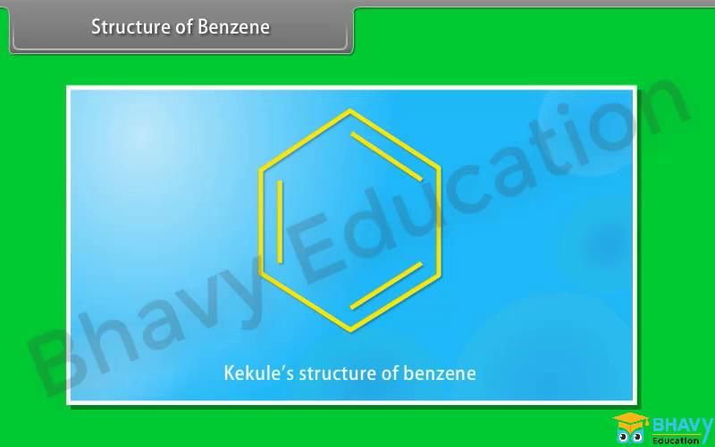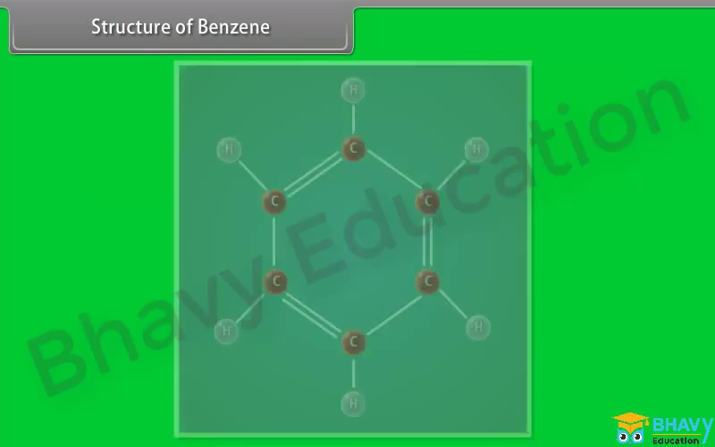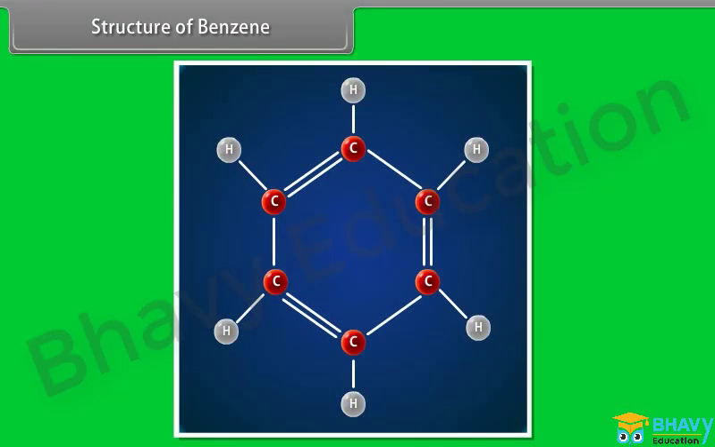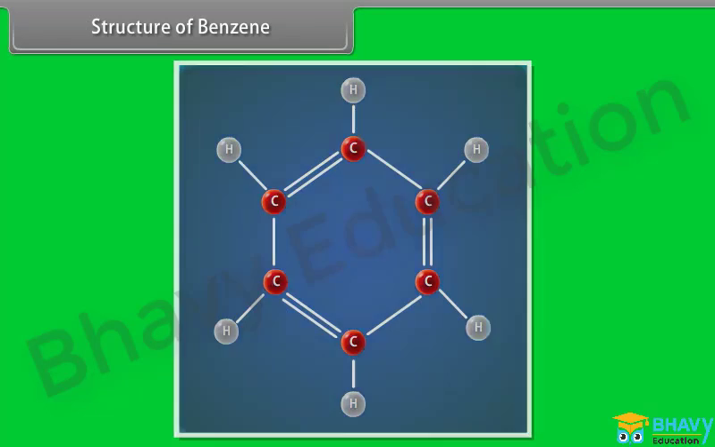Structure of benzene. A chemist, Kekulé, in 1865 suggested the following structure for benzene. According to Kekulé, 6 carbon atoms in benzene are on the 6 corners of a regular hexagon. Each C atom is attached with one H atom. There are 3 alternate double bonds between 2 C atoms to complete the 4th vacancy of carbon.